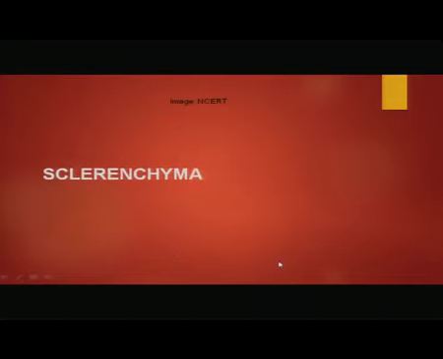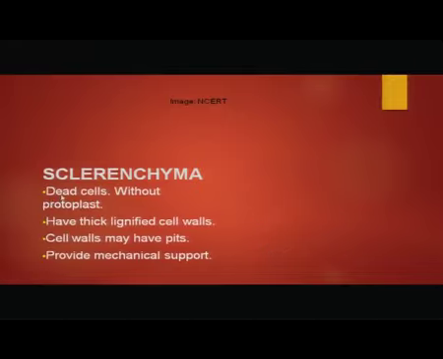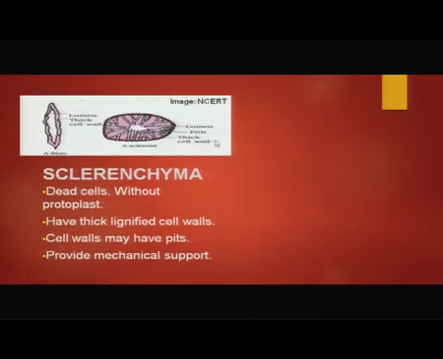The next permanent tissue is Sclerenchyma, and these tissues have dead cells and they do not have protoplast. The cell walls are thick and they are highly lignified. Even they may have pits also. What is their main function? They provide mechanical support. This image is there in NCERT.